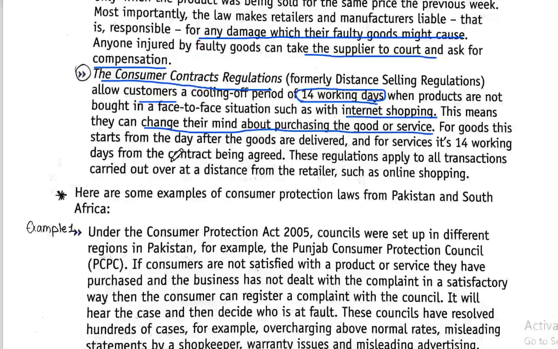This is a form of contract agreed on by the business and the customer. These regulations apply to all transactions carried out at a distance from the retailer, such as online shopping. So especially the 14 days are for online shoppers only.